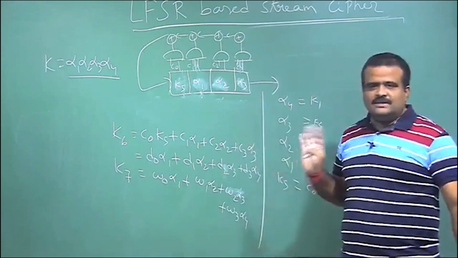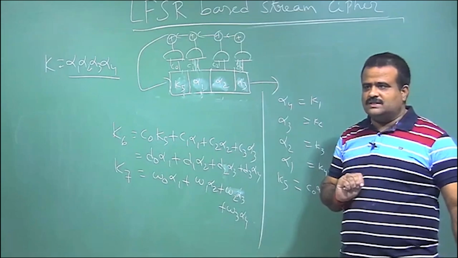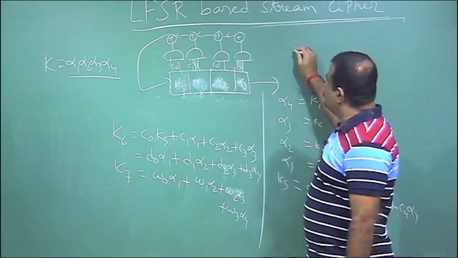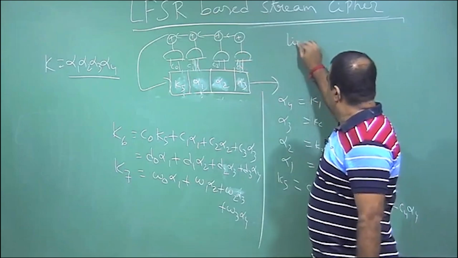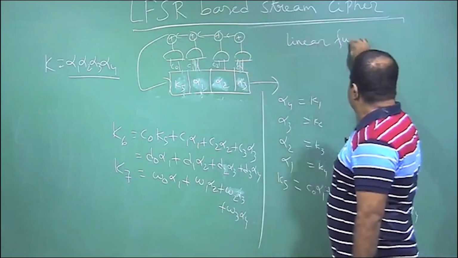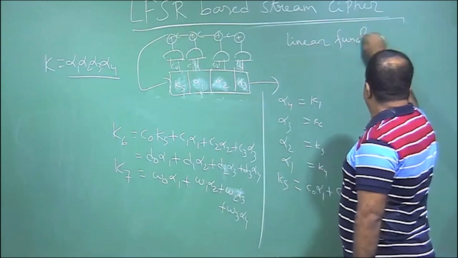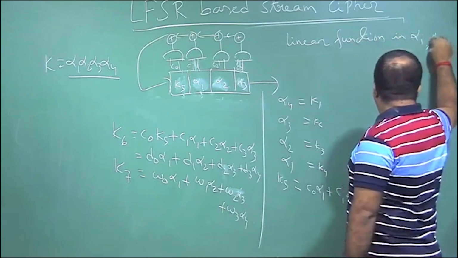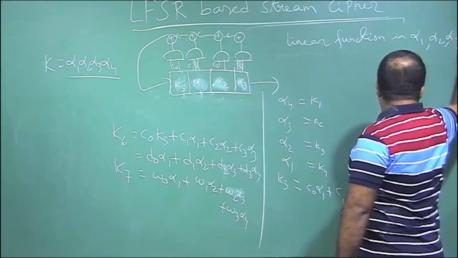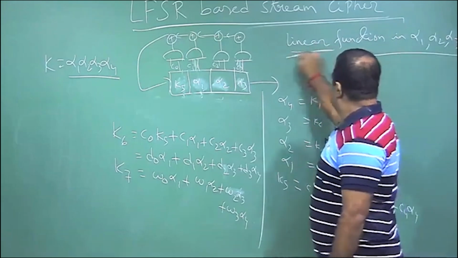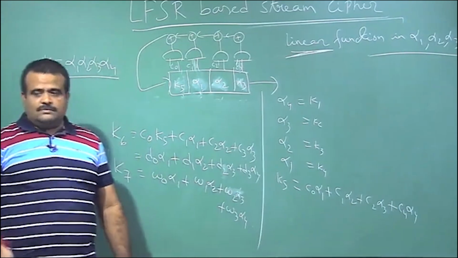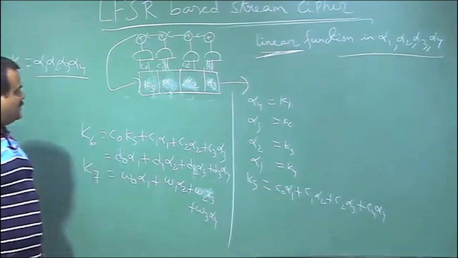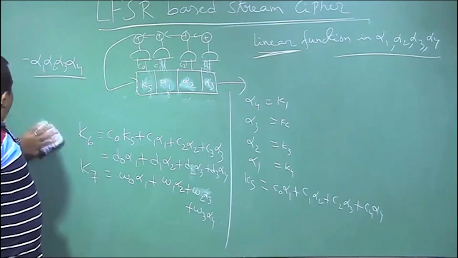So, this linearity is having some problem. This is a linear function. LFSR is called a linear feedback shift register for that reason. It is a linear function in alpha 1, alpha 2, alpha 3, alpha 4. So, this has some problem with attacks like algebraic attack, and we will talk about those later on.